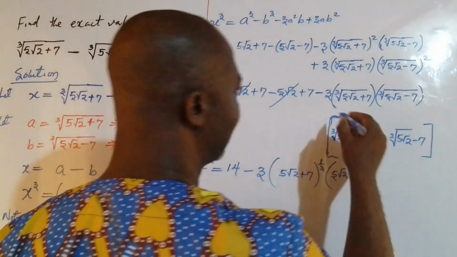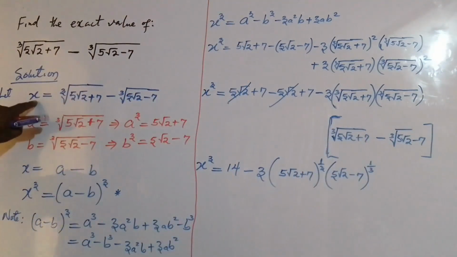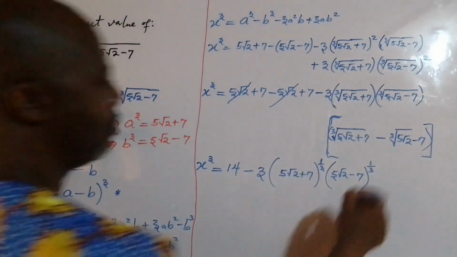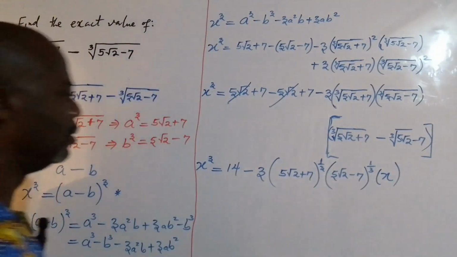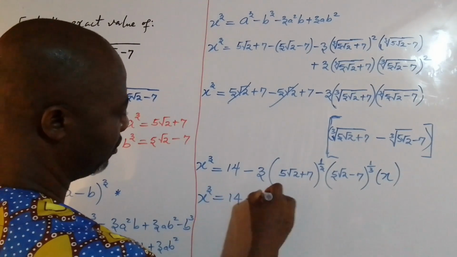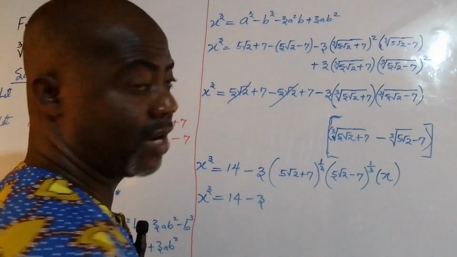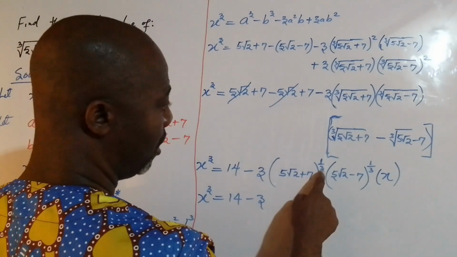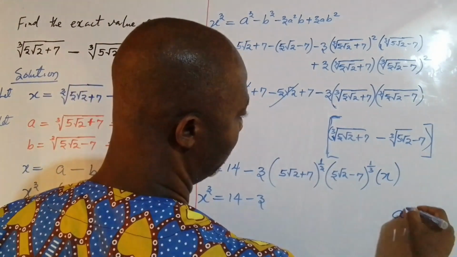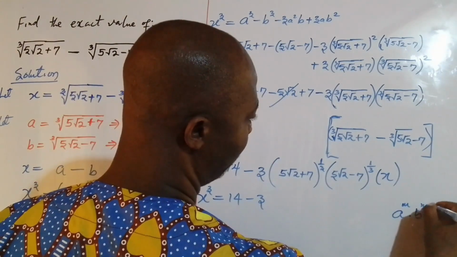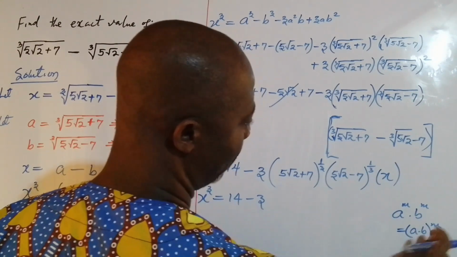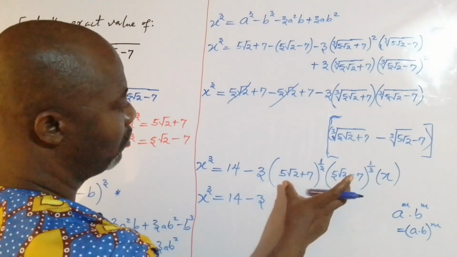Then of course, don't forget that the whole of this expression here is x. So we're going to have just x here. Right, so now let's further simplify things. 14 minus 3. Now remember, if we have a to the power of n times b to the power of n, this is the same thing as a times b, all to the power of n. So we are going to apply this rule here.